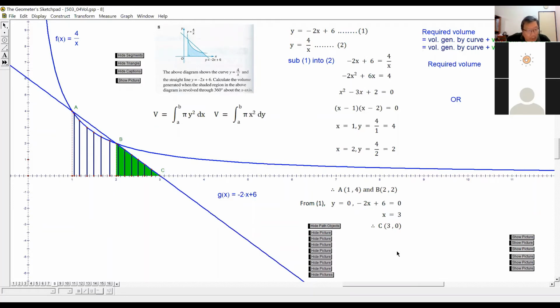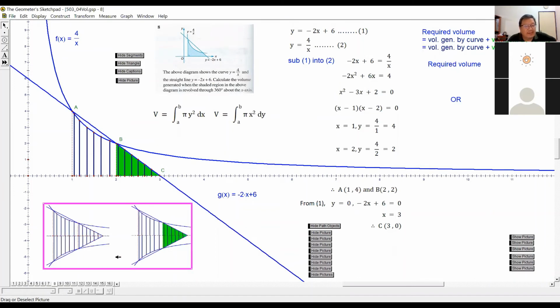So far, what we have been doing is finding out the coordinates of A, B, and C, to know the upper limit, lower limit, and the dimensions of the cone. Okay, right. Let me show you this cone here, right? This is the cone.